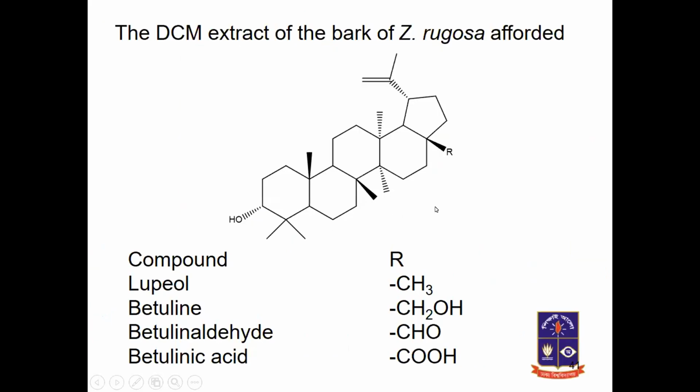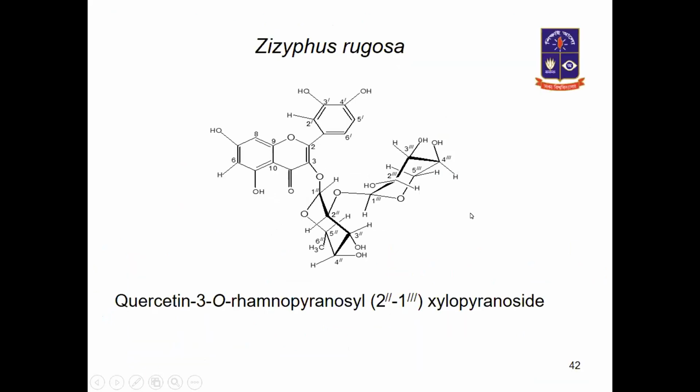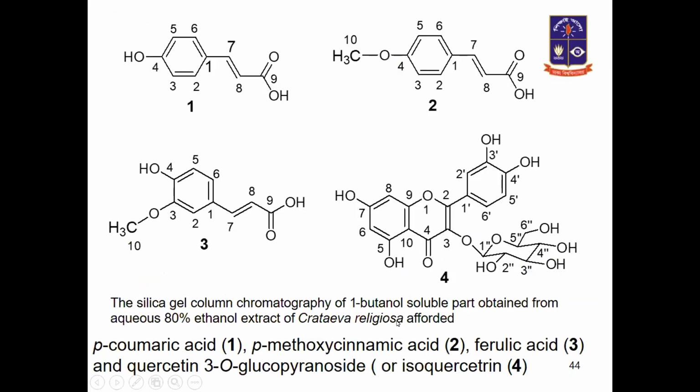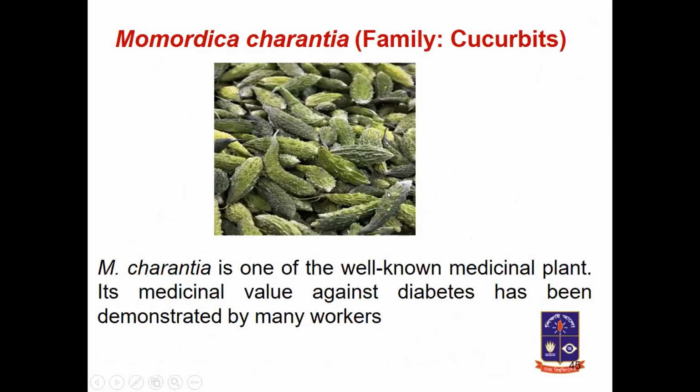And we isolated several compounds like lupeol, betulin, betulinaldehyde, betulinic acid, and a flavonoid from Ziziphus rugosa. Vetiveria zizanioides, this plant is also being used for the management of diabetes in Bangladesh, India, and Nepal. And we have isolated several phenolic compounds like para-coumaric acid, para-methylsuccinic acid, ferulic acid, and a flavonoid from these plants.